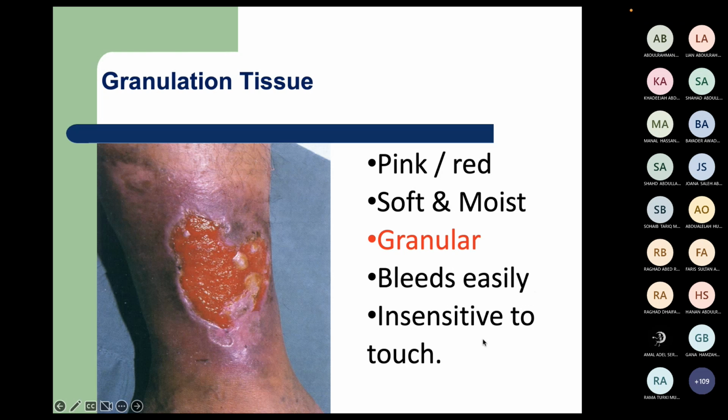But it is insensitive to touch because there are no nerves in it at this stage. The granulation tissue is insensitive to touch. It's not painful. It will be painful if you press hard, because then other nerves are affected. Itself, there are no nerves and it is insensitive to touch. These are the gross features.